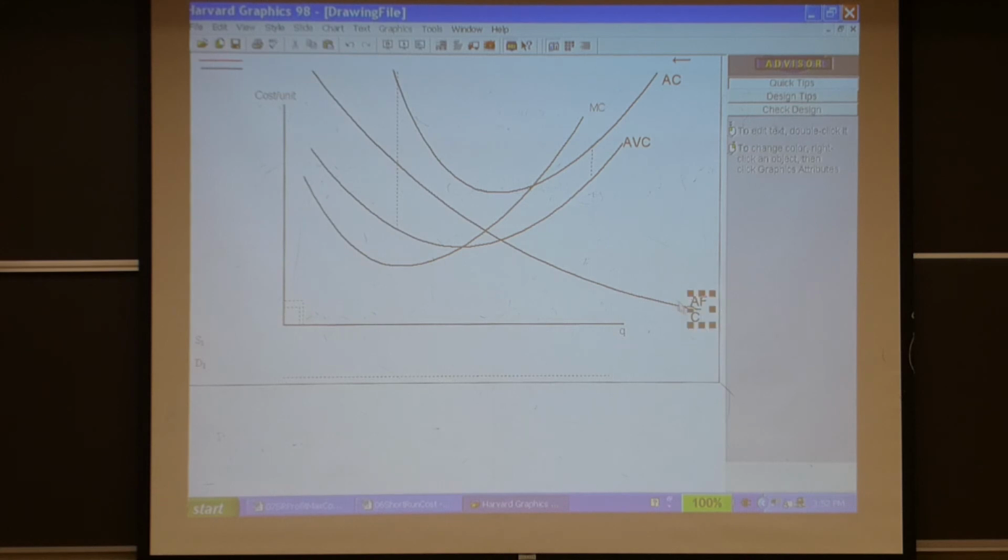Okay? So average cost is quite a bit above average variable cost initially, because average fixed cost is quite high. The more you produce, the more average fixed cost falls, so we get closer and closer over there. Let's put this back in there again.